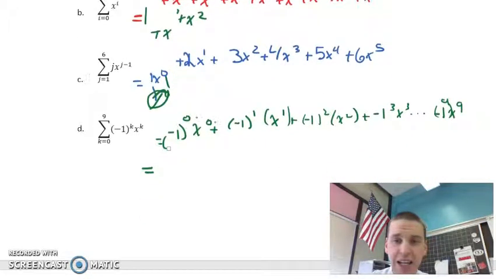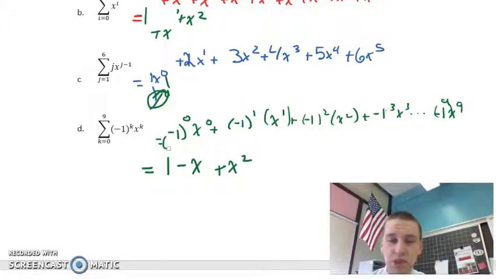In the last one, I didn't finish it because I wanted you to see this. Anything to the 0 power is what? 1. So we're going to get 1. Negative 1 to the first is a negative 1 times x, so it's just going to get negative x. Negative 1 squared is a positive 1, x squared. Negative 1 cubed, a negative 1, x cubed. Notice that we don't have to write the 1's out in front.